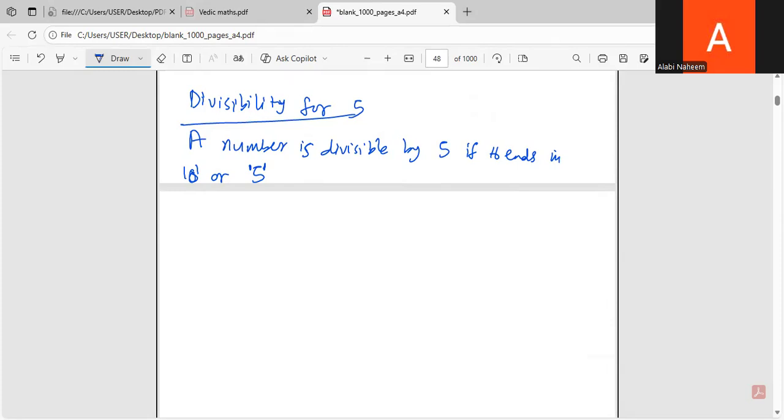That is, once you see a number, we want to divide by 5. We want to know if it's divisible by 5 or not. Does the number end in 0 or 5? If yes, then it's divisible by 5. If the answer is no, then it's not divisible.